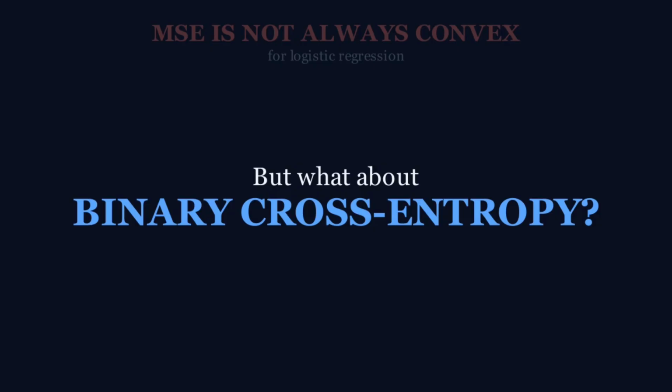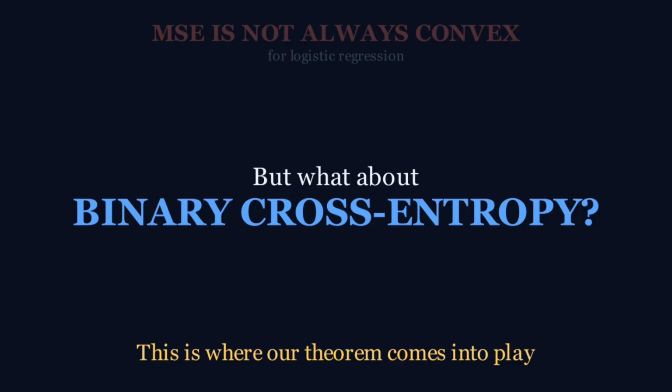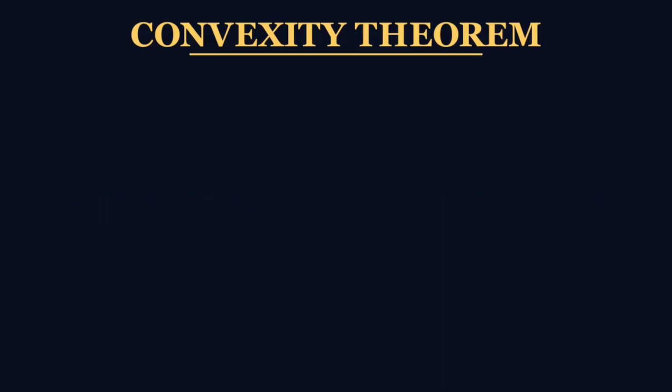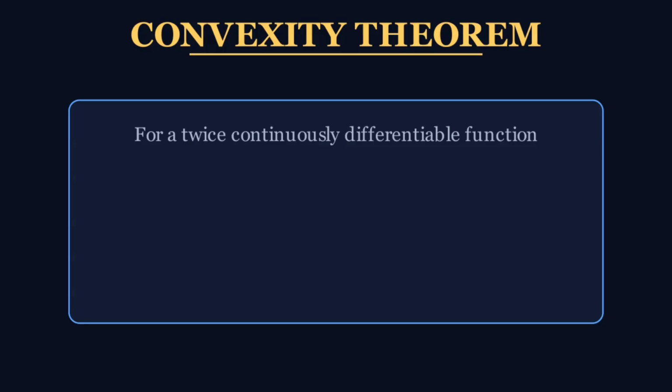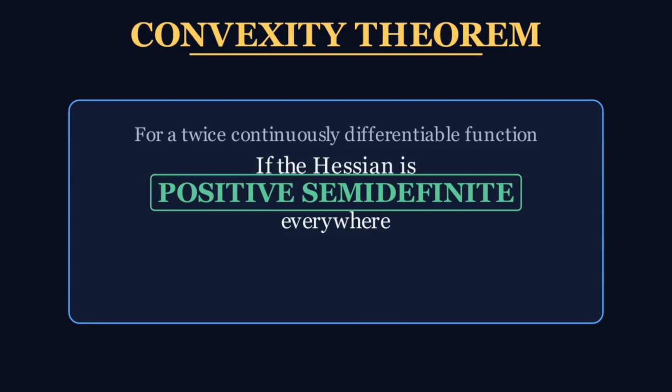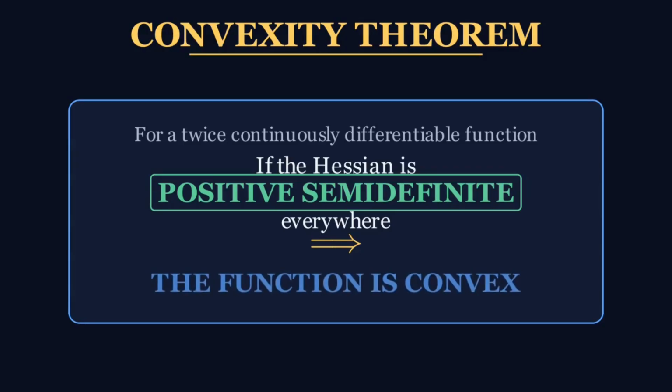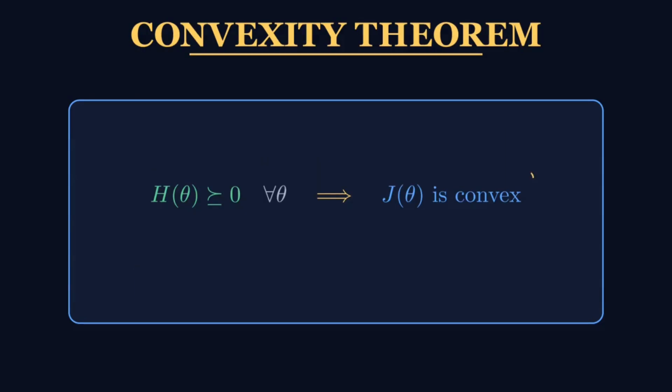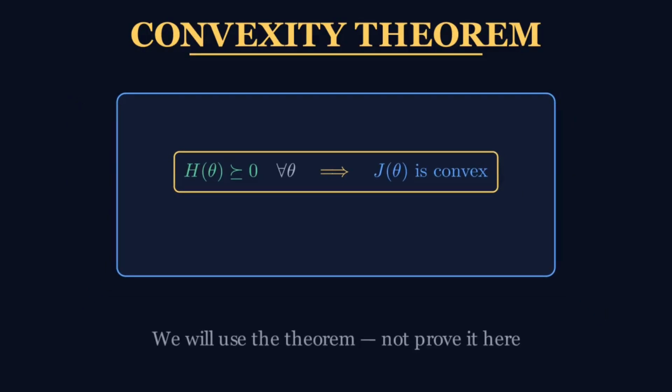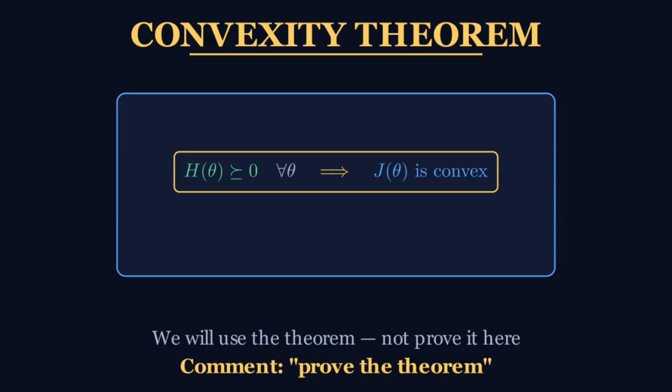But why is binary cross entropy convex? Well, this is where one of our theorems can come into play. Rather than trying to prove convexity directly, we can use a theorem. If the Hessian of a twice continuously differentiable function is positive semi-definite everywhere, then the function is convex. I'm not going to prove why that theorem is true in this video. If you want to know why, comment down below, prove the theorem.